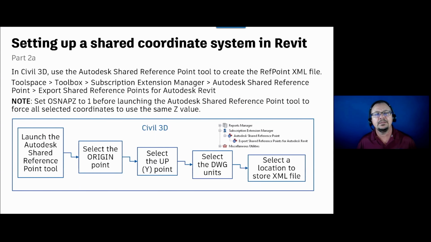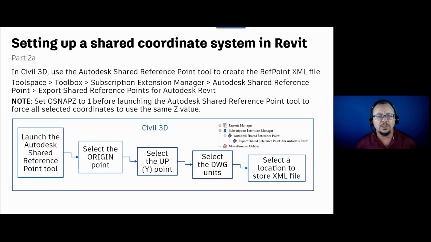Now, part 2A is the part that we're going to do in Civil 3D. And this is where we're going to actually create the shared reference point XML file. And the way we do that is we launch the Autodesk Shared Reference Point tool, and then we select the origin point. Remember, this is the one that is labeled in the Revit exported DWG file. And then we're going to select the up or the Y point. And then we're going to be prompted to select the drawing units. And then we're going to select a location to store that XML file.